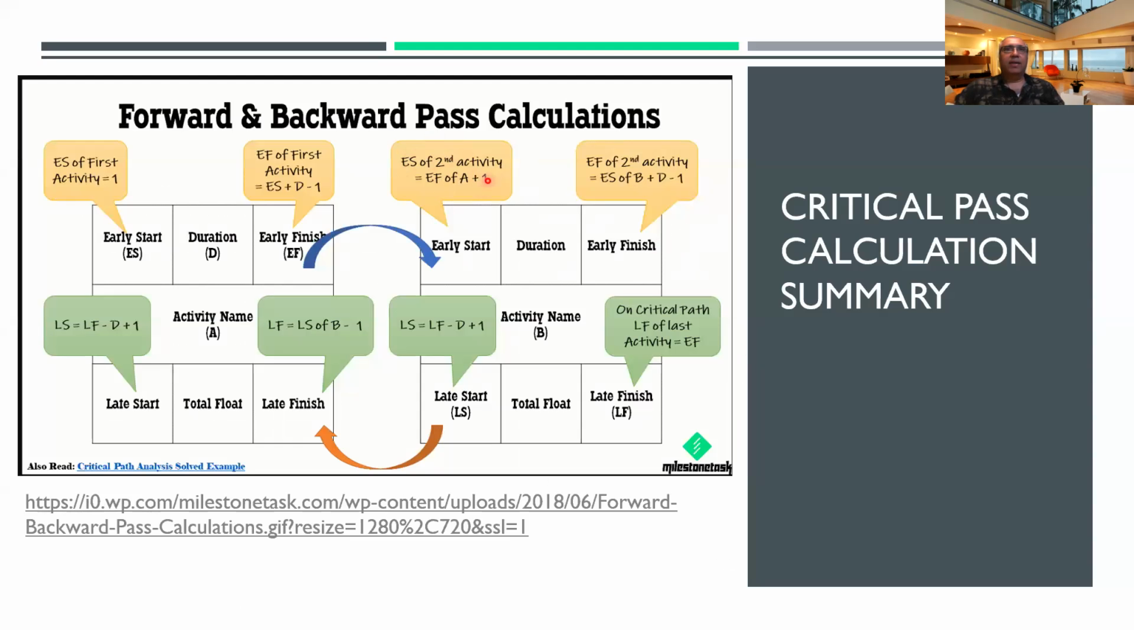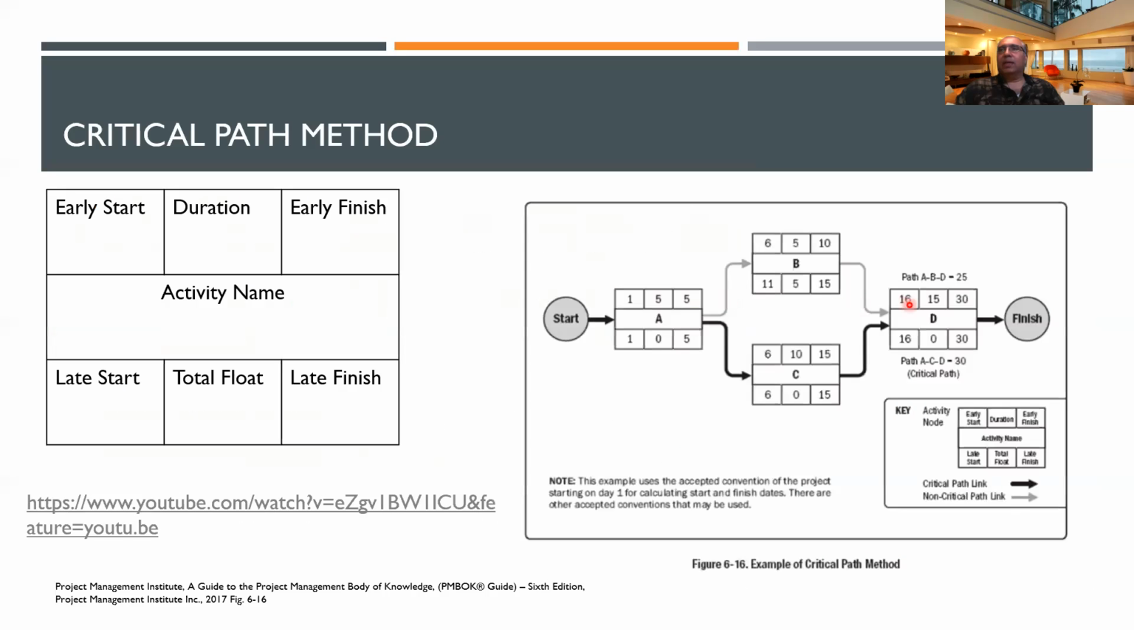Clear? Right? And then here you're going to do the same thing you did before: early start plus this duration minus 1. That will give you the early finish for the next activity. So same thing we saw here. So you do the same thing here. These things you have to keep in mind: add these two together, minus 1. Next one you're going to add 1.